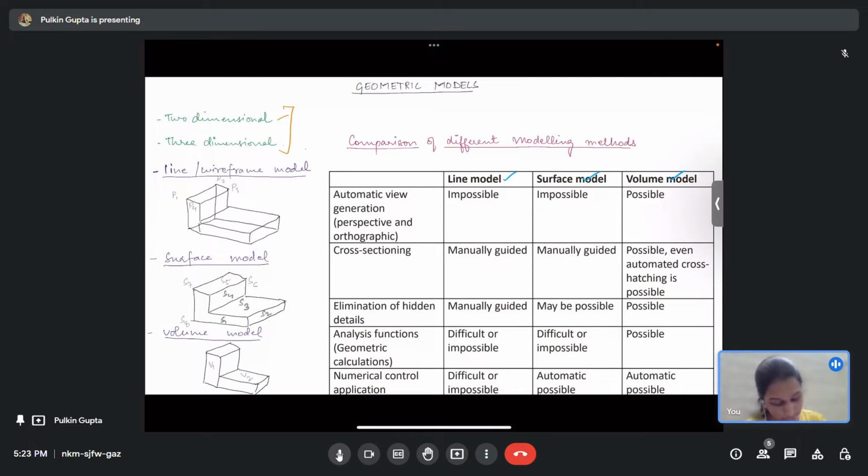In a wireframe model, different points are connected using wires or lines. So this is P1, P2, P3, P4. Then comes your P5, P6, P7, P8, then P9, P10, P11, P12. So like this, it has different points.